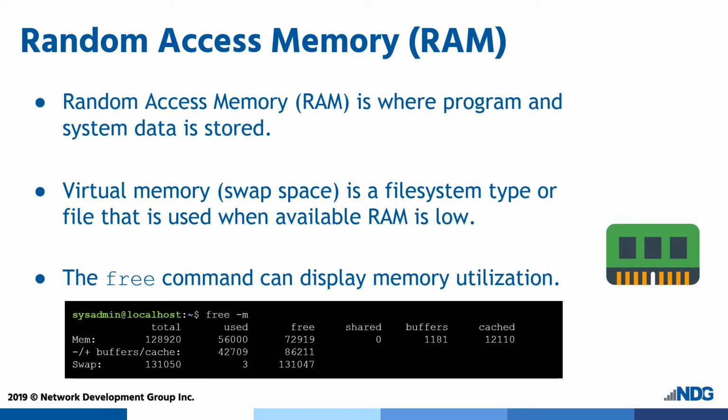When the system is running low on RAM, virtualized memory called swap space is used to temporarily store data to disk, and data stored in RAM that has not been used recently is moved over to the section of the hard drive.